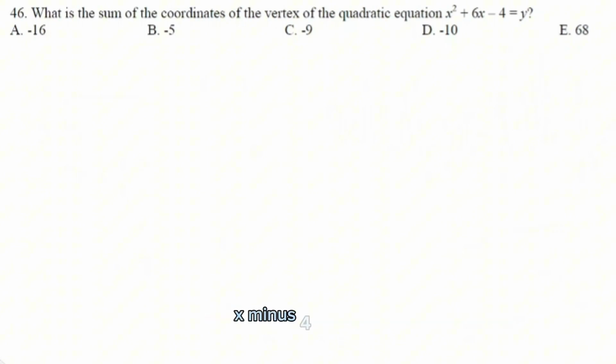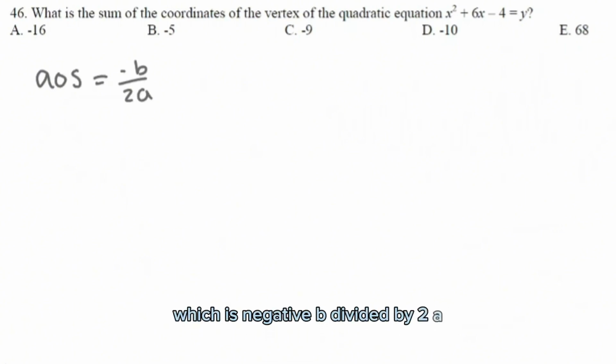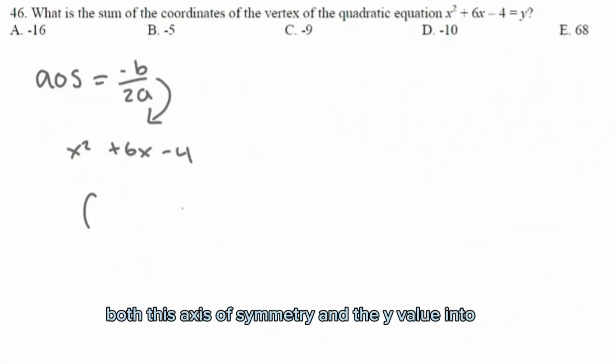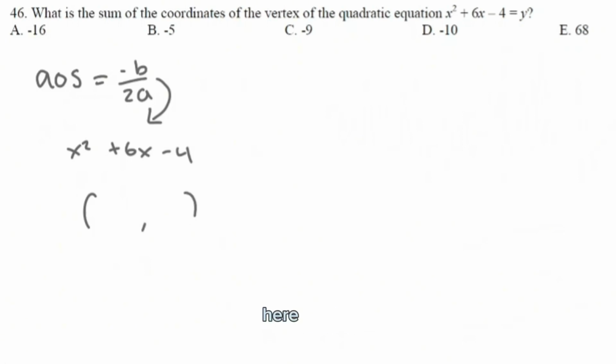Next, what is the sum of the coordinates of the vertex of the quadratic equation x squared plus 6x minus 4 equals y? Alright, so in this quadratic equation, we already know how to solve for the coordinates of the vertex. We first find the axis of symmetry, which is negative b divided by 2a. Then we substitute this value into the original equation, x squared plus 6x minus 4, and whatever we get is our y value. Then we put both the axis of symmetry and the y value into one final coordinate.